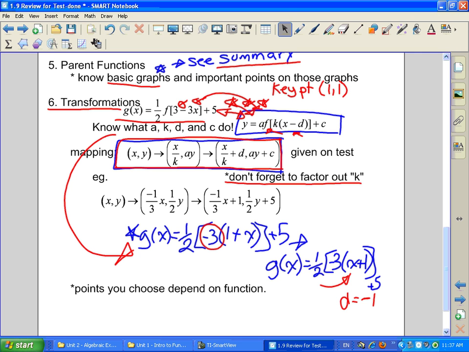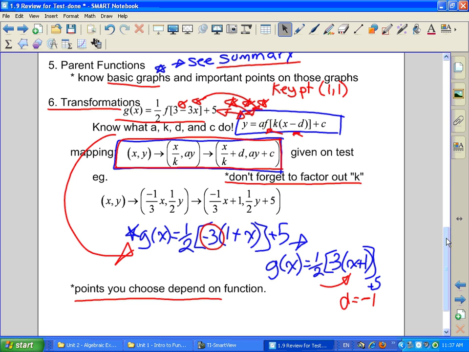Okay? All right. And remember, when you're doing mapping, choose points that depend on the function. Most times you're going to use -1, -2, 0, 1, 2. However, parent functions like square root function or the reciprocal may not work for all values. So choose appropriate values. And again, those are on your chart that you have on your parent functions.